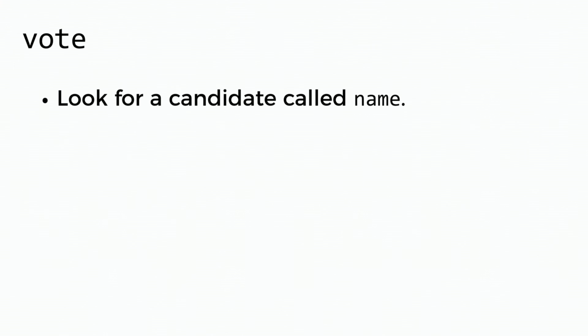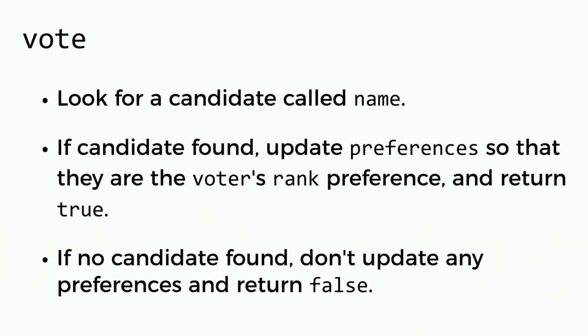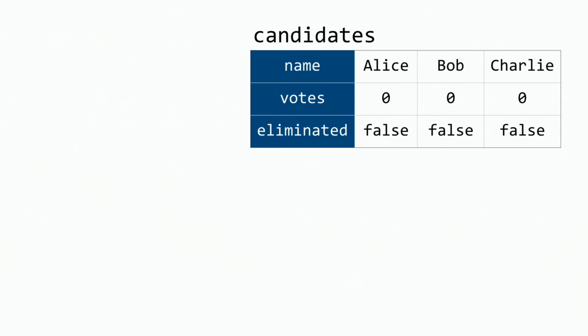So, what is vote going to do? Well, your vote function should look for a candidate called name. If you find that candidate, you should update the two-dimensional array of preferences so that they are that voter's rank preference. And then you should return true to indicate that you were successfully able to record this preference. But if no candidate was found, you shouldn't update any preferences at all, and your function should just return false. Let's take a look at an example.